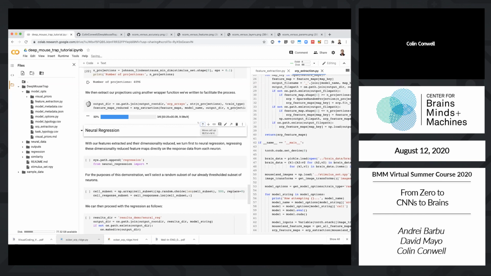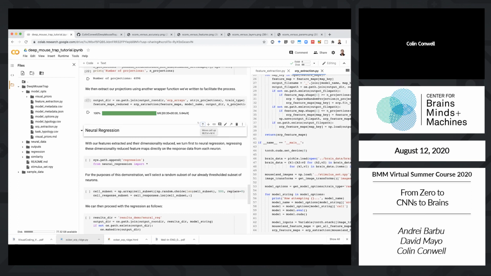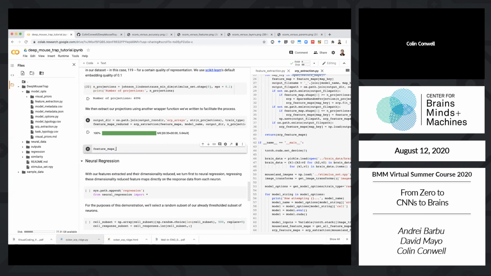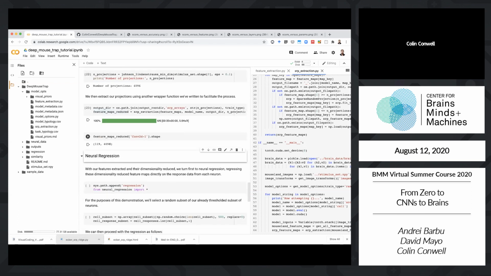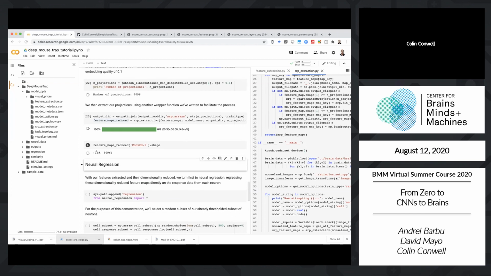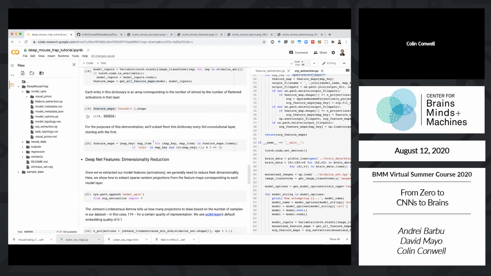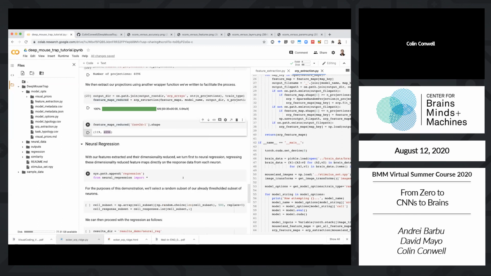Once we have our dimensionality reduced feature maps, we're going to want to use those feature maps in a regression scenario. We're going to try and predict the actual representations in the brain using the representations from our neural network. Notice that once I've reduced the dimensionality of my feature maps, I'll show this in vivo. We now have a much more manageable array, which is 119 observations, so 119 stimuli, by 4,096 sparse random projections of the original 800,000 activations from the first convolutional layer.